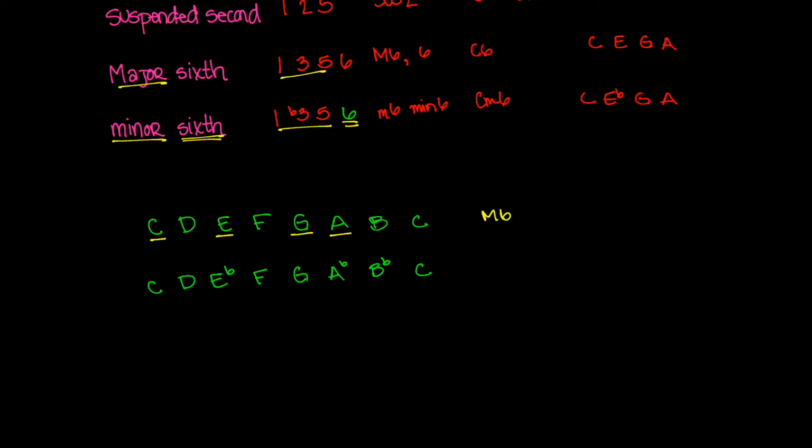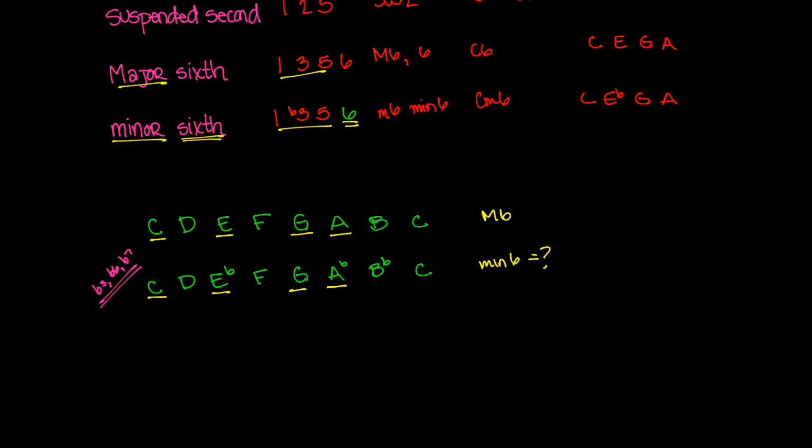So my question to you is, why can't I just come over here to the minor scale and go 1, flat 3, 5, and flat 6? Shouldn't that be a minor 6? And the answer is no. Right here, you see this is A versus A flat, because remember that when we do a minor scale, we flat the 3, we flat the 6, and we flat the 7.